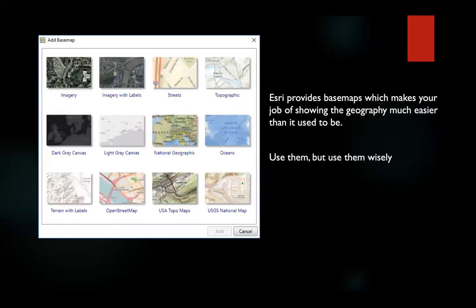Esri nicely provides base maps, which make your job of showing the geography much easier than it used to be. You can use them, but use them wisely. Things like imagery are really hard to show your thematic data on top of, while things like the canvas maps here are much better.